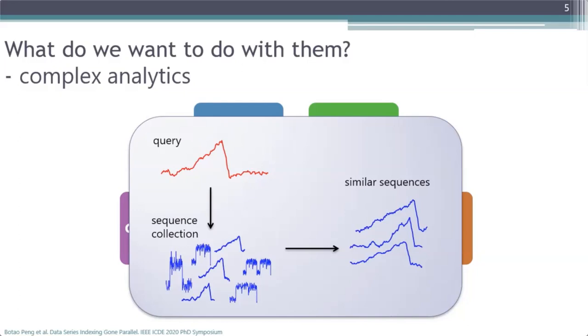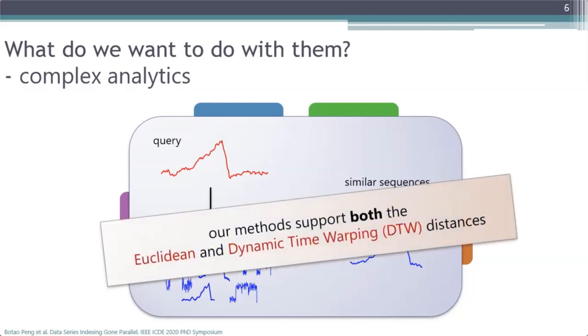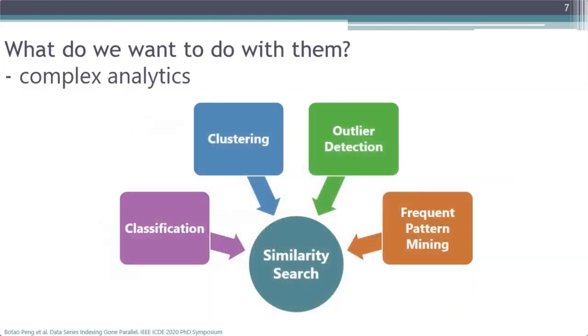There are several different distance measures that have been proposed in the literature, but by far the two most popular are Euclidean distance, and dynamic time warping distance. Our proposed approaches support both these two distance measures. Since similarity search is used by all these analysis algorithms, speeding up similarity search translates to faster execution times for the analysis algorithms, as well.